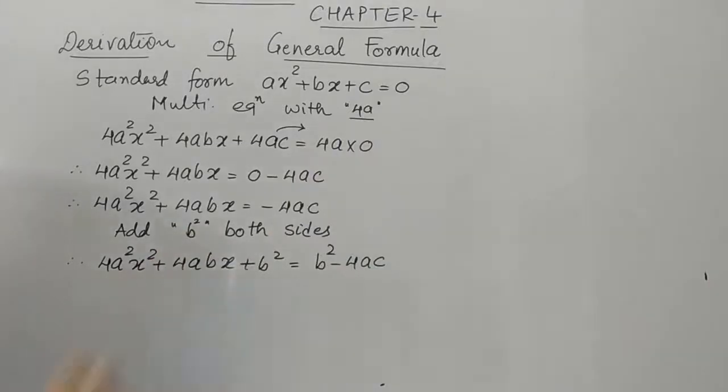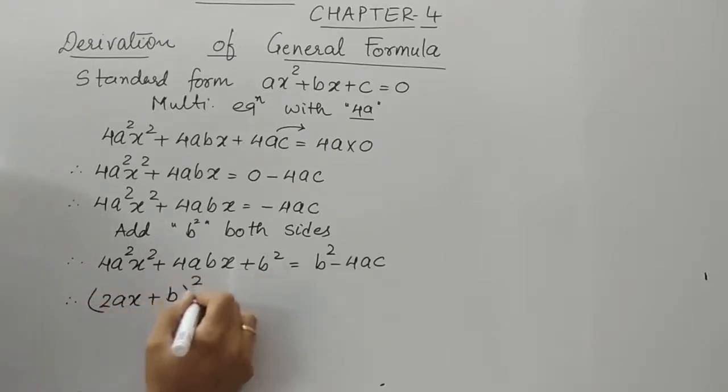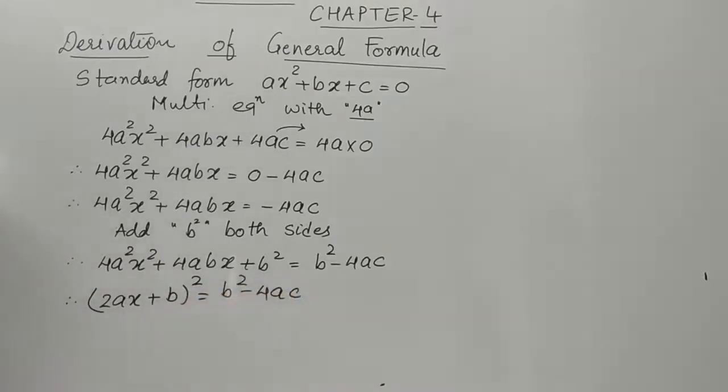So now this becomes a perfect square trinomial. It is 2ax, the square root of the first term, the sign of the middle term, and the square root of the last term, whole square, is equal to b square minus 4ac. With this value we need to find x. The x should be what? The roots, yes. To make x the subject, we have to remove the square from this. So I'll take the square root on both the sides.